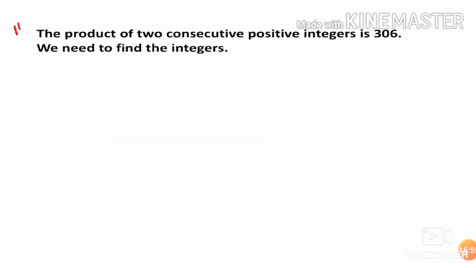Let's try the second problem. The product of two consecutive positive integers is 306. We need to find the integers. Again, there are two unknown quantities here, two integers. But what we know is that these two integers are consecutive. Consecutive means one after the other. So 2 and 3 are consecutive, 13 and 14 are consecutive. So if I take one number as x, the next number should be x plus 1.